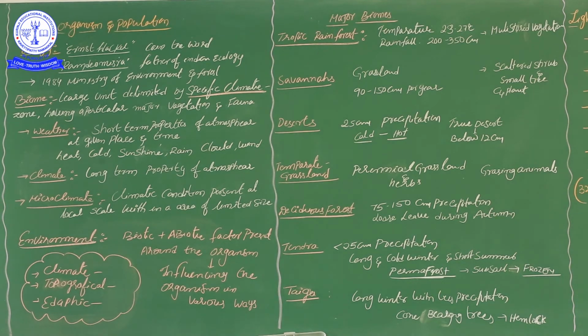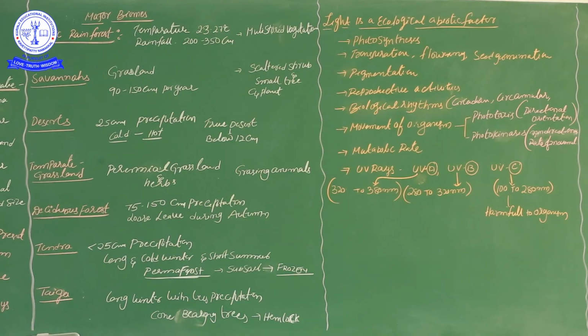Understand? Then come to the next. At the beginning of the topic I said one of the abiotic factors, and how it influences organisms we want to discuss in this video. That abiotic factor is light. Light is a physical abiotic factor. How does it influence organisms, living things?